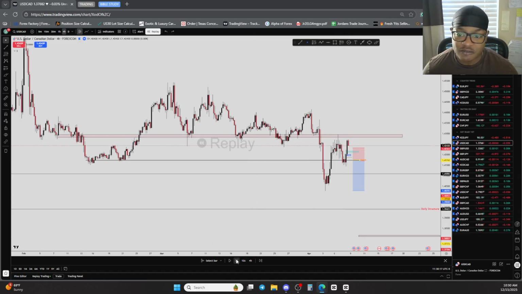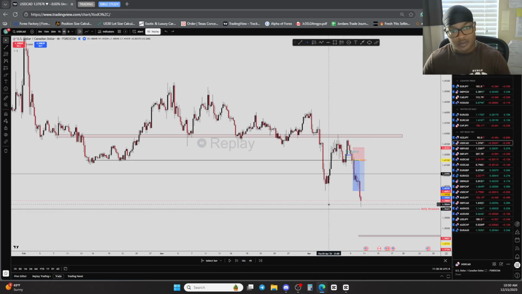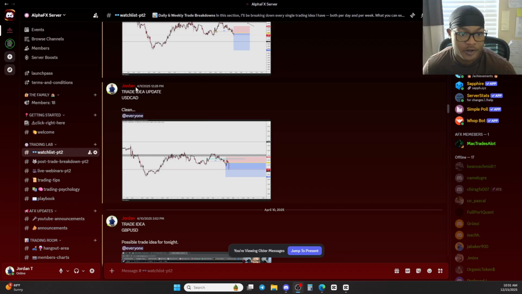If we continue to fast forward, what happens next? Price then breaks back below this daily area of interest where we found our position. And once we found this position, what happened next? Price fell towards targets for a 2.5% gain. And if I pull up the Discord, give me a second. You can see right here, April 9th, 12:28 p.m.